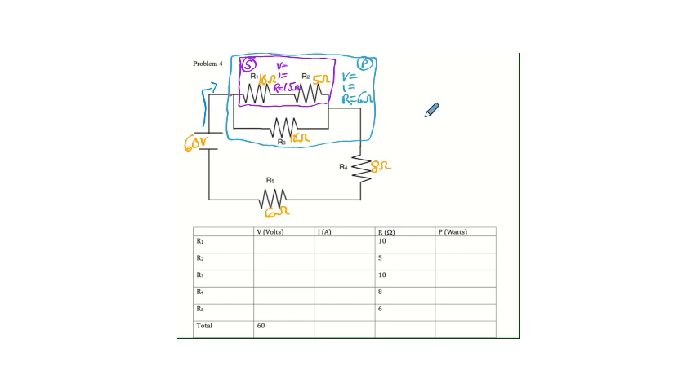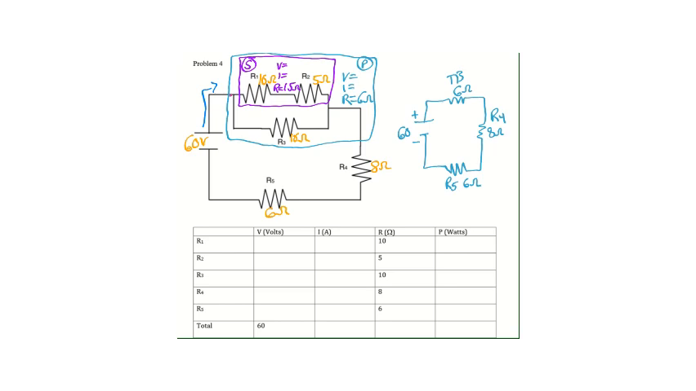So if you take a look now, we've taken a circuit and we have reduced it to be a series circuit, specifically a series circuit with 3 resistors. So we have our 60 volt power supply, we have our teal box, which is just going to be 6 ohms. We have our 8 ohm R4, and we have R5, which is 6 ohms.